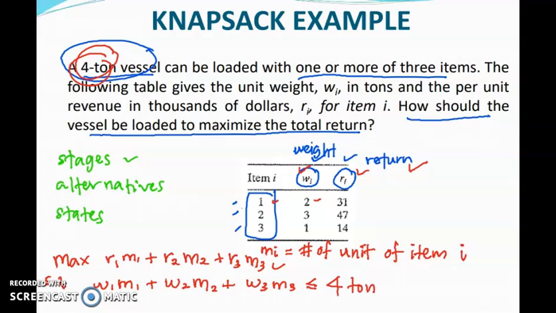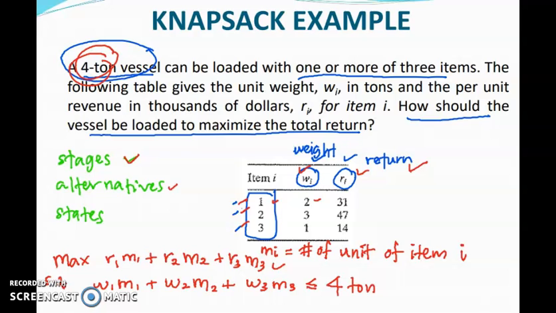Okay, so back to our example. Remember the 3 basic elements in dynamic programming for the stage. In this case we can take the item as the stage, meaning that we have item 1, item 2 and item 3, so we can have stage 1, stage 2 and stage 3.